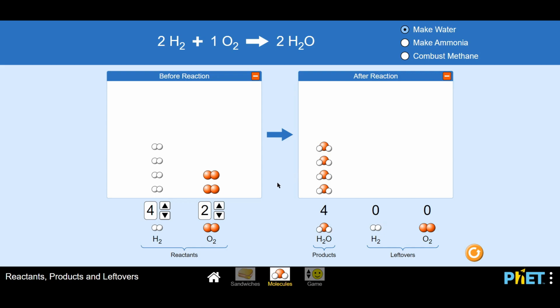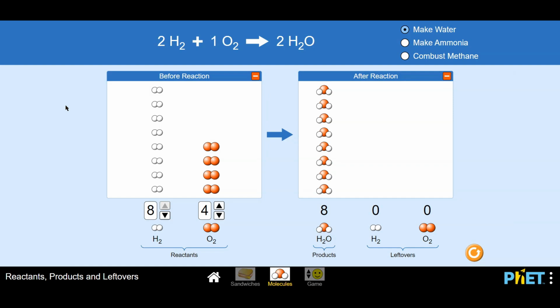And what you'll notice is that in order to make 2 water molecules, I always need to react hydrogen and oxygen in a certain ratio. And that ratio is 2 to 1. And so right now I have 4 to 2, which is the same ratio. And so if I were to bump this up to, for example, 8, how many oxygen molecules would I need in order to use up all of the reactants? And hopefully you've realized that because the ratio is 2 to 1, if I have 8 hydrogen molecules, then I'll need 4 oxygen molecules.